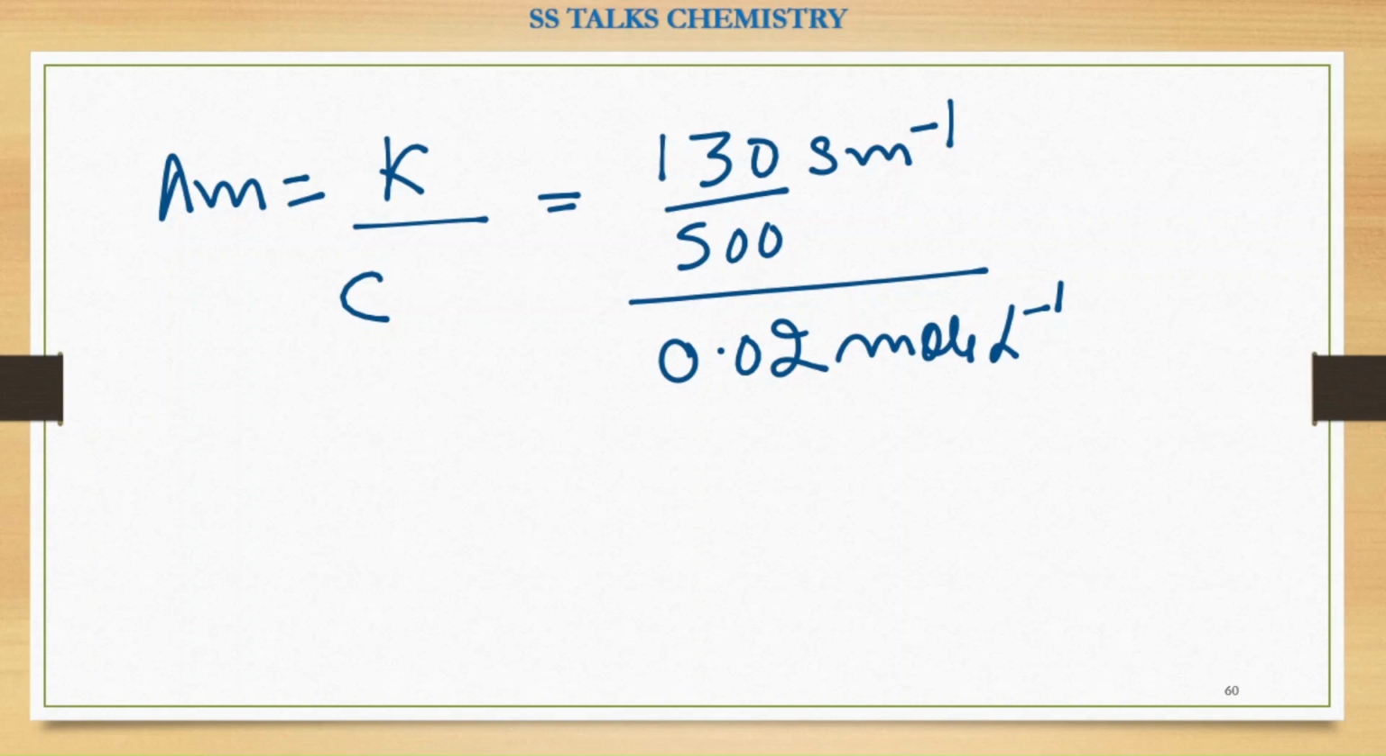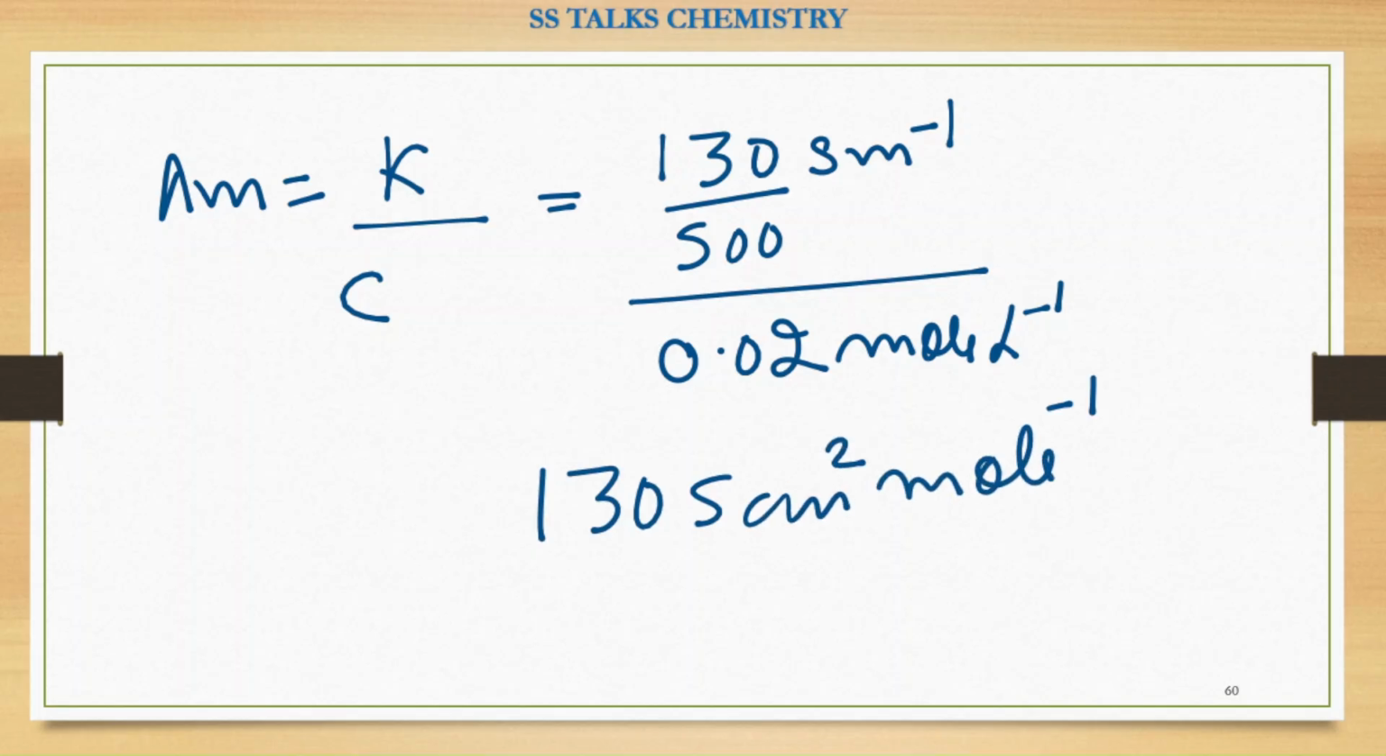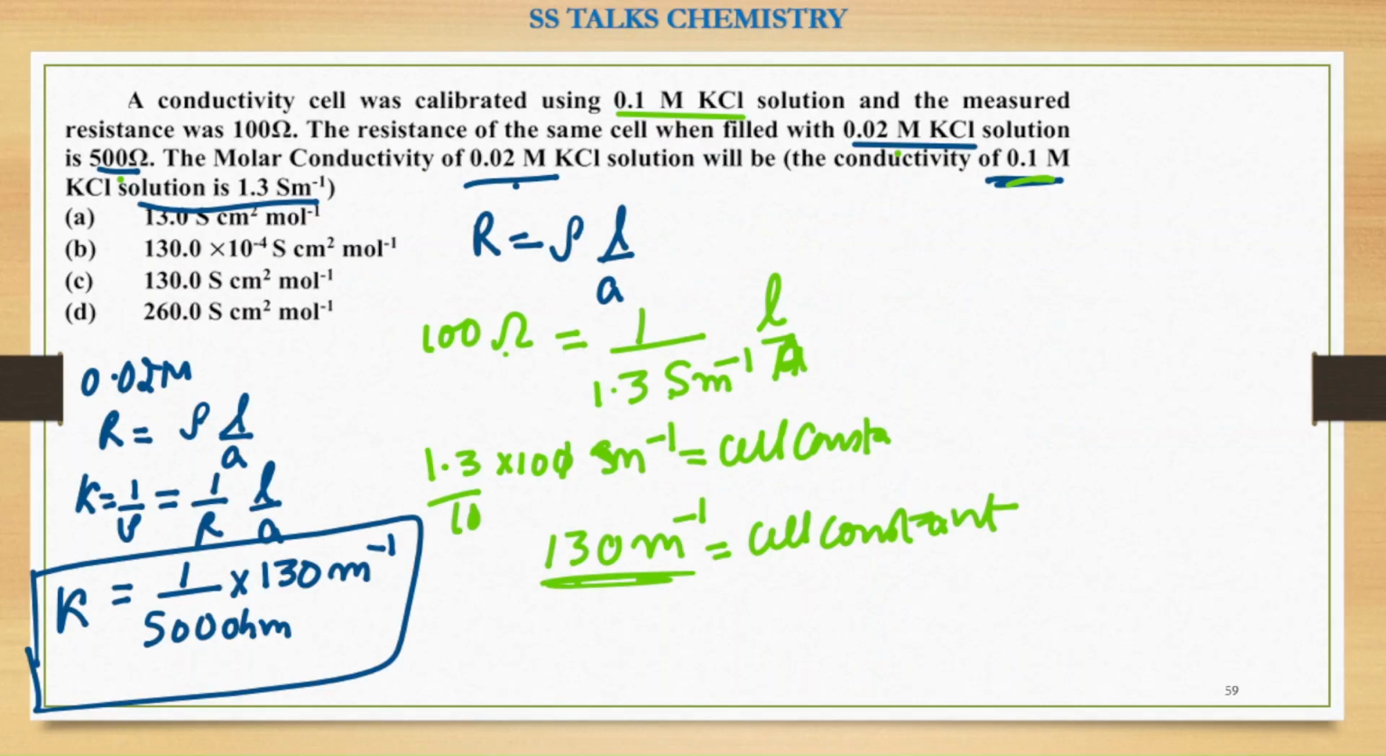On solving this, the answer we get is 130 Siemens centimeter square per mole inverse. Just do these conversions of meters and liters, because the final answer is given in centimeters. So 130 is given to us in option C over here.